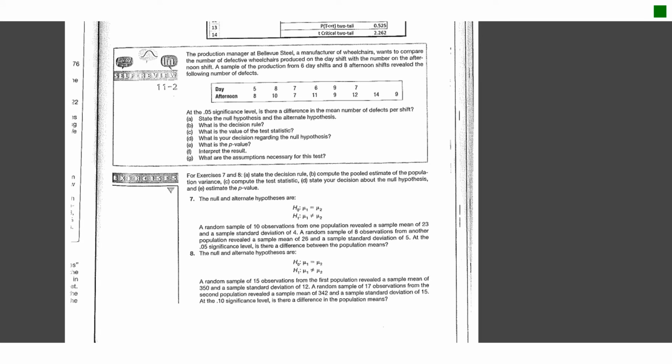Okay, so this is going to be an example again of a sigma unknown scenario. And again, this is where we assume that the standard deviations of our populations are indeed equal. So I'm going to be looking at number 7. You've got your basic null and alternate. This is a two-tail test.